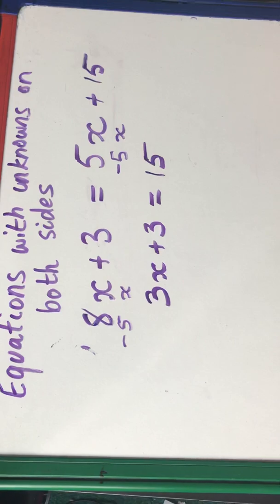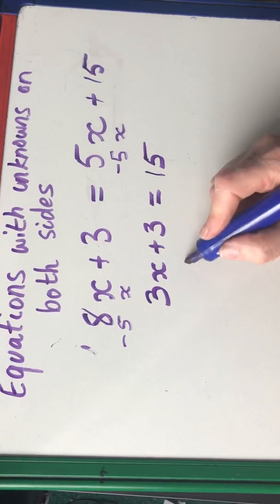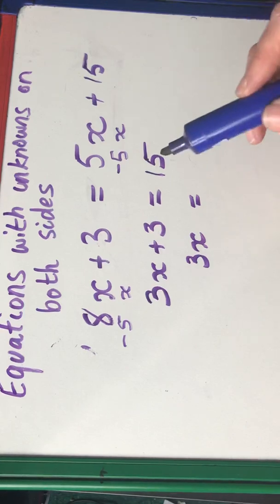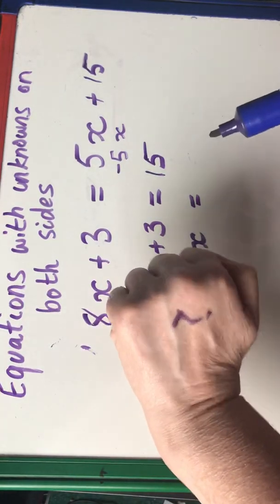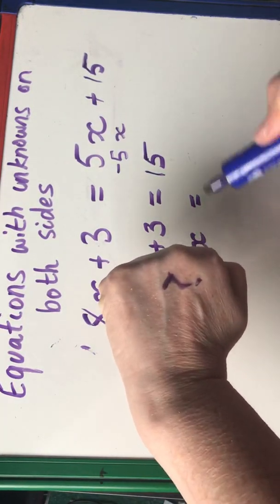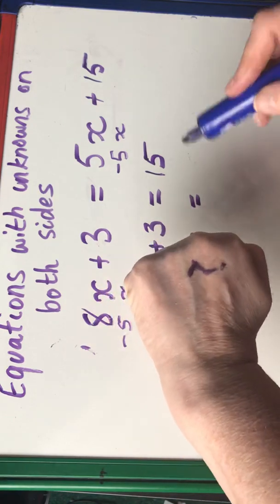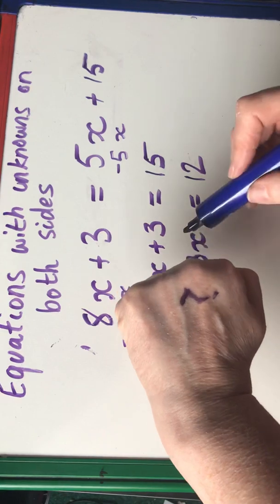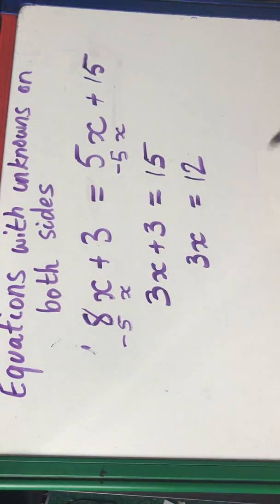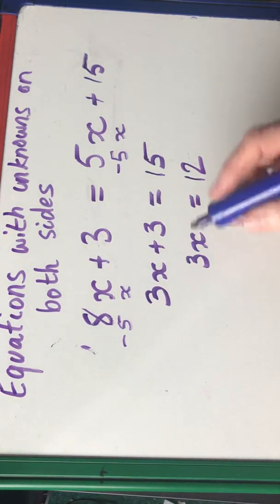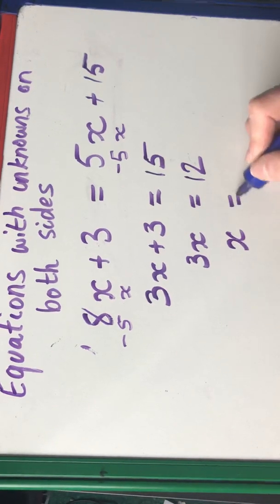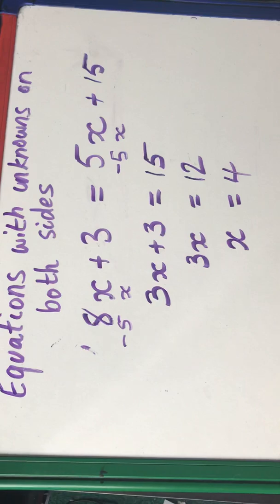I've now got a two-step equation, so 3x plus 3 is 15. Something plus 3 equals 15, so 15 take away 3 is 12, because 12 plus 3 is 15. The inverse of plus 3 is minus 3. 3x equals 12, the inverse of times 3 is divide by 3, so I'm going to divide both sides by 3. x equals 4. Got to check that it works.